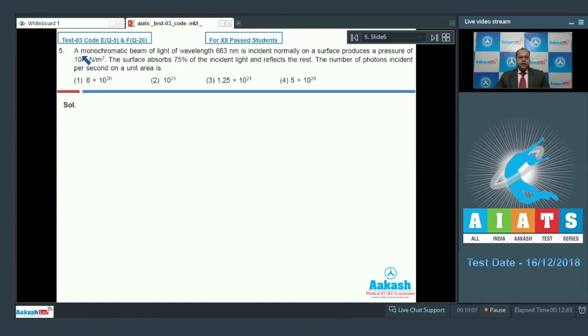In question number 5, a monochromatic beam of light of wavelength 663 nanometer is incident normally on a surface, produces a pressure of 10 raised to the power minus 6 Newton per meter square. The surface absorbs 75% of the incident light and reflects the rest. The number of photons incident per second on a unit area is. This is the surface, and on this a beam of light is falling normally, and in this beam of light let the photons are moving in this way.